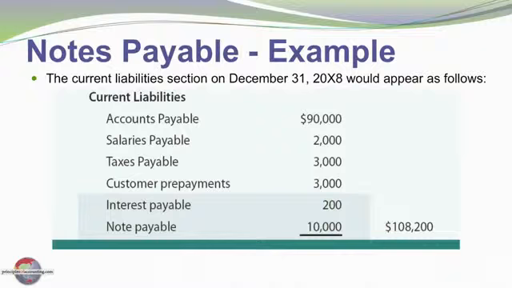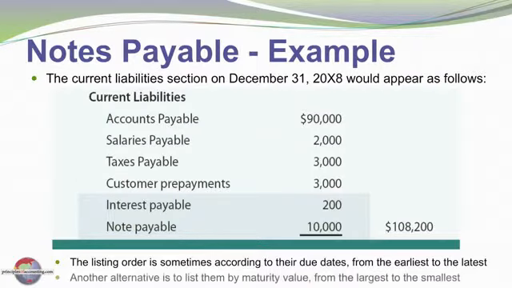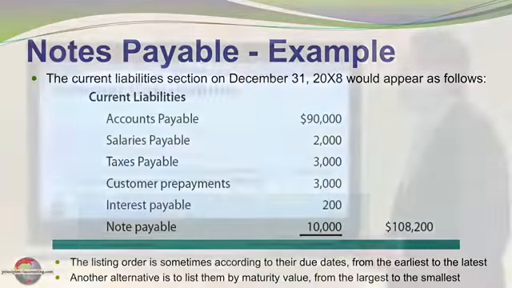Let's see how notes payable would appear in the balance sheet. Here's an example of a current liability section. I've got some other items like payables, salary payable, and so forth, but I'm showing a $10,000 note since it's due within the current operating cycle or current year, $10,000 note payable, and I've also got $200 of accrued interest. This is the December 31 disclosure showing both the note and the accumulated interest. The order of these current liabilities is typically according to their due dates from earliest to latest. Another alternative is based on maturity value from the largest to the smallest, however.